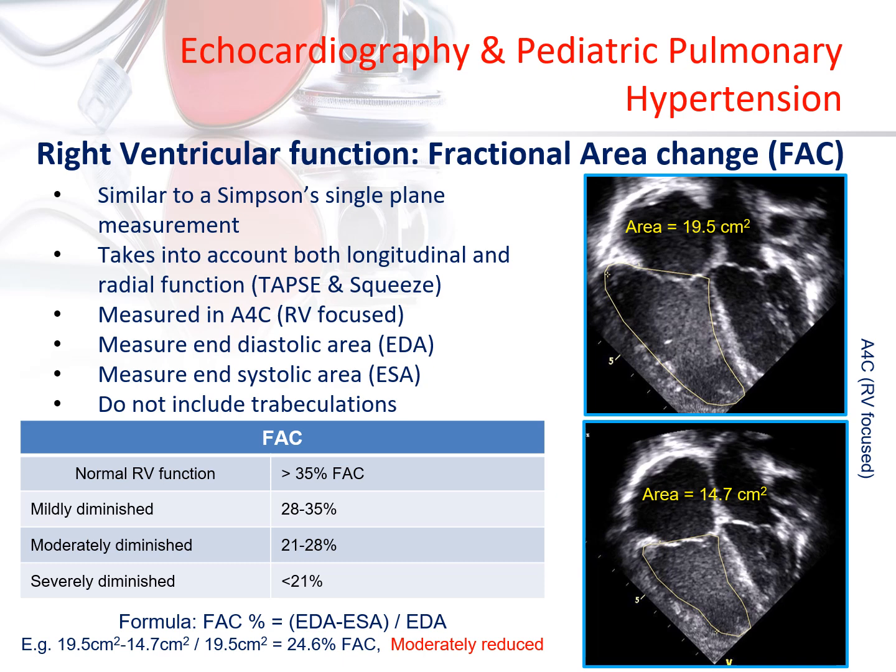You measure the end diastolic area, then the end systolic area. Don't include the trabeculations. And going off of this example here, we run it through the equation, and you can see that this patient has an FAC of 24.6%, which makes it moderately diminished. Anything above 35% is considered normal.